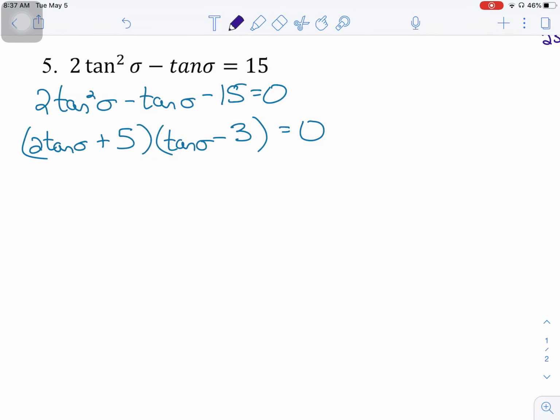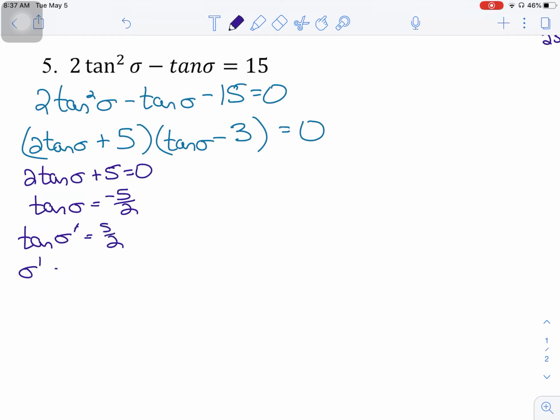All right. So 2 tangent sigma plus 5 equals 0. Tangent sigma is equal to negative 5 halves. So I'm going to do tangent of sigma prime equals positive 5 halves. So my reference angle would be the inverse tangent of 5 halves. Grab a calculator, make sure it's in degree mode, and sigma prime is equal to 68.2 degrees.